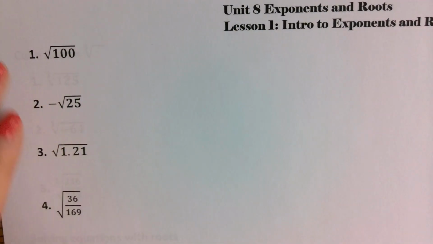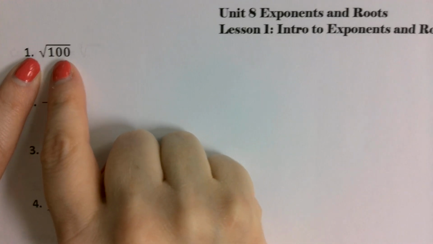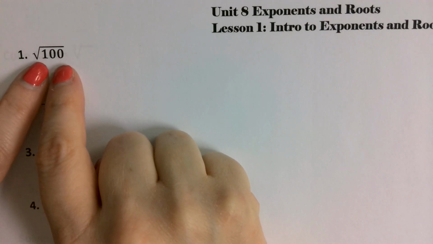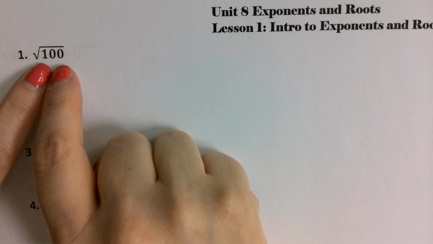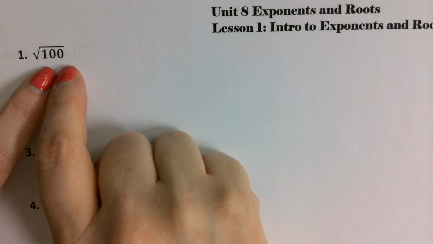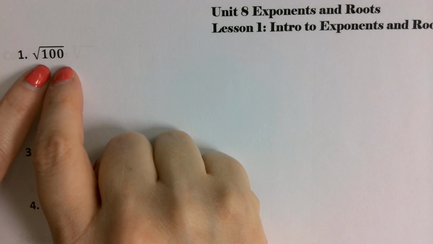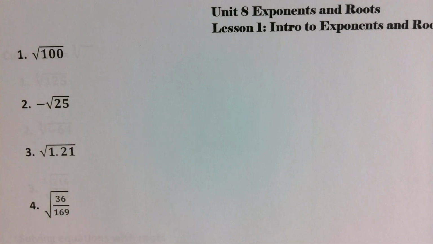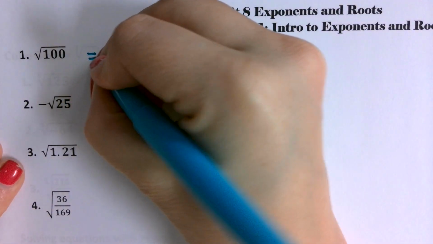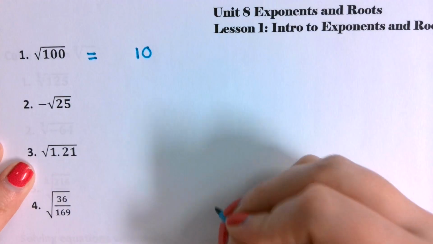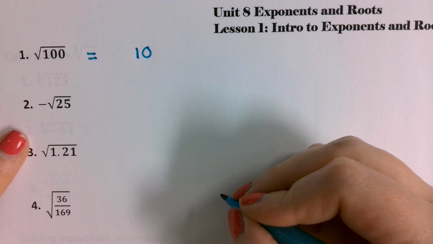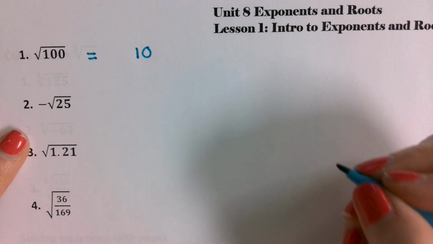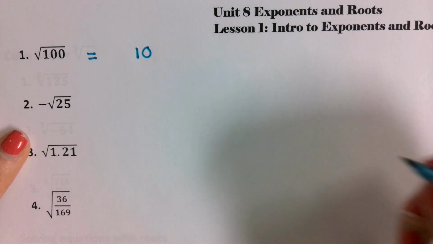So what we're doing here is we're trying to identify what value times itself is going to equal 100. What value times itself will equal 100? Michaela? 10. So when I simplify, when I say square root of 100, the square root of 100 is going to be 10, but it could also be negative 10, can't it? Because negative 10 times negative 10 will also equal 100.